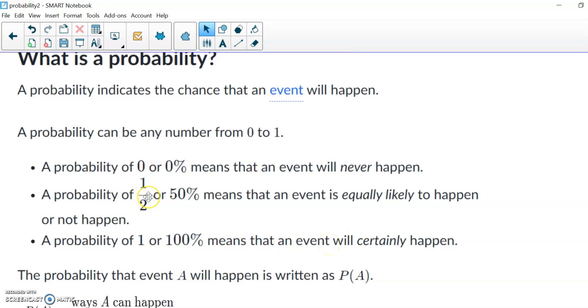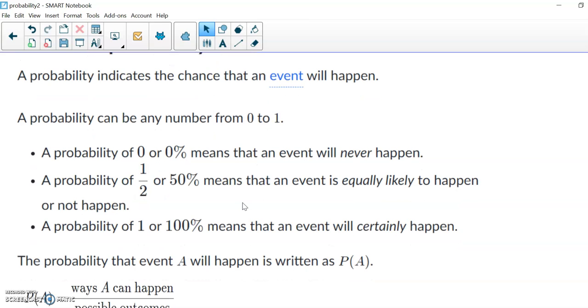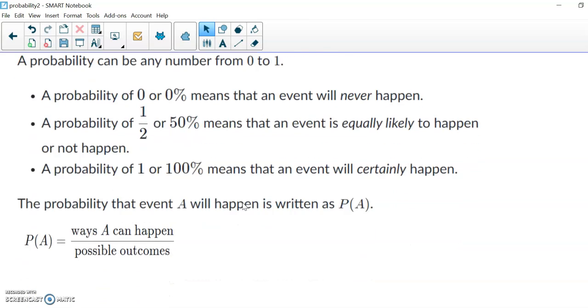And then halfway in between would be 1 out of 2 probability, which means there's a 50% chance, equally likely, that the event is going to happen. We're going to do a couple examples. It'll make more sense then.